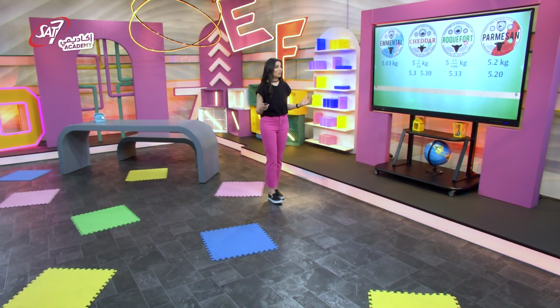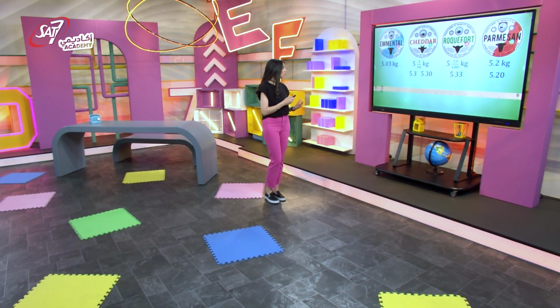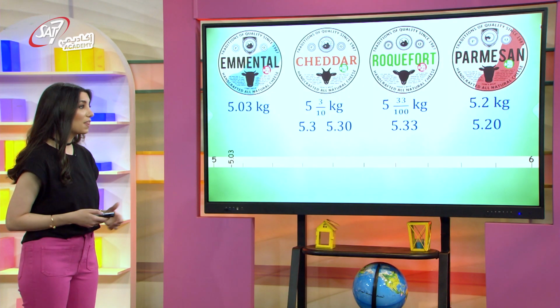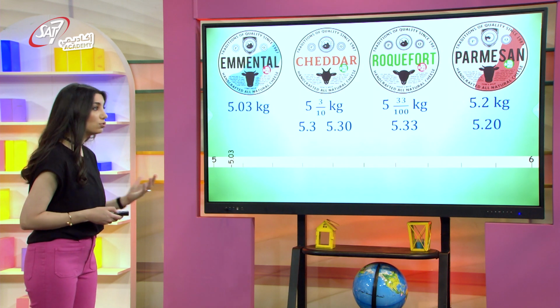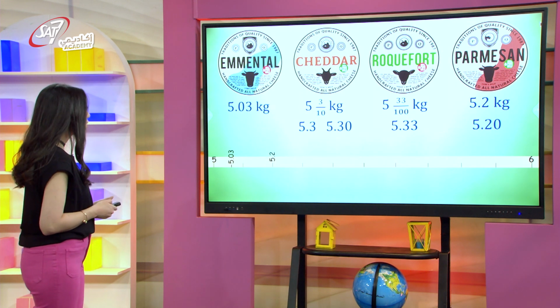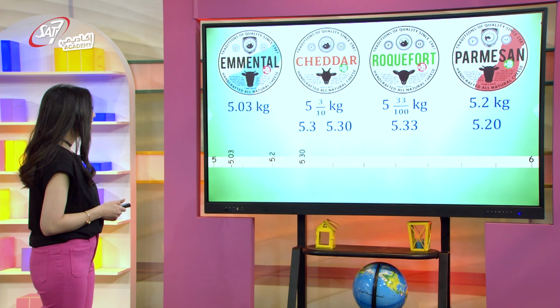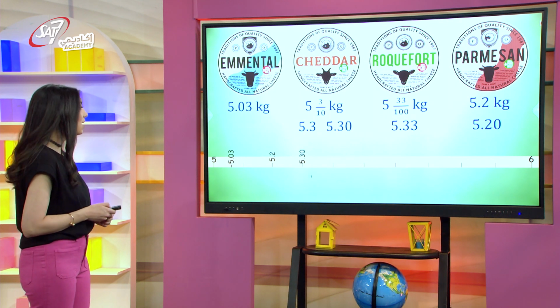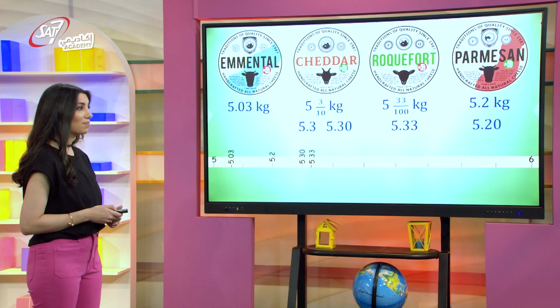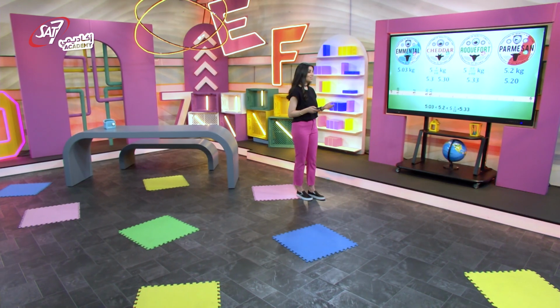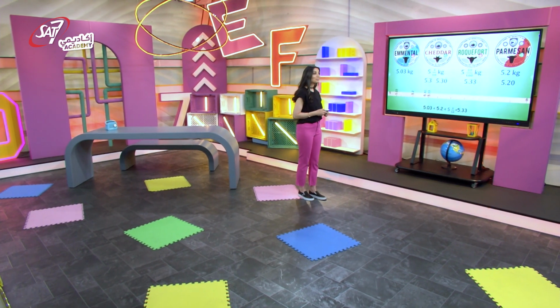The smallest number is 5.03. Then comes 5.2. This is smaller than 5.30, and the greatest is 5.33. Here you go. Was it easy to order these numbers?